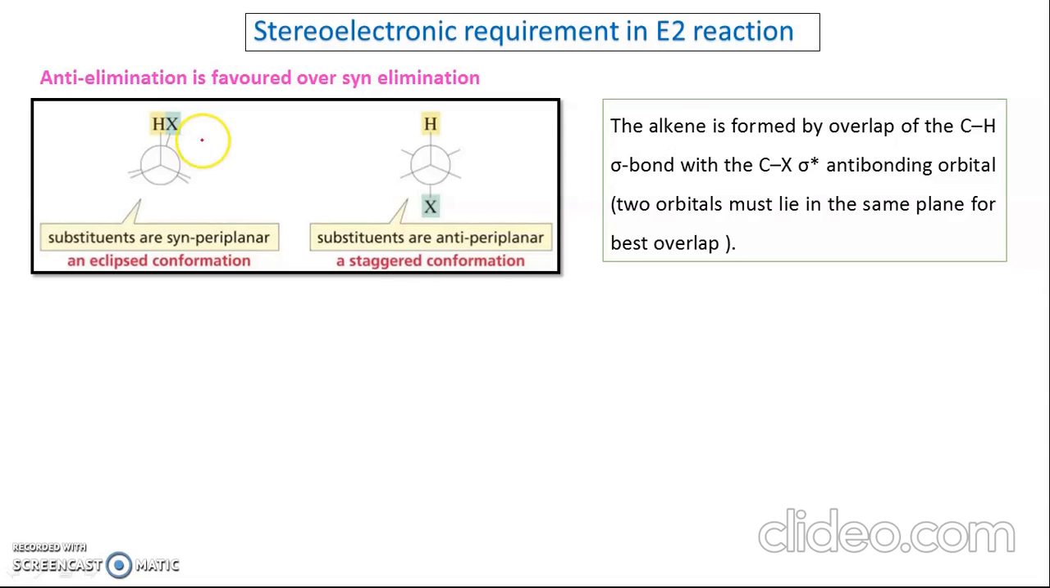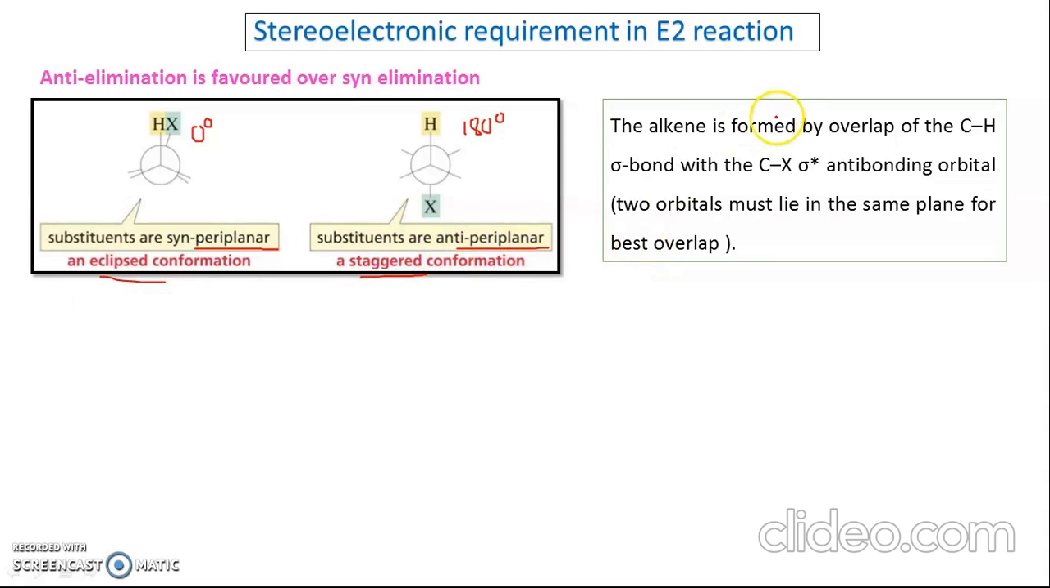In the first Newman projection, both H and X are in the same plane. In the second Newman also, they are in the same plane. But what is the difference? Here the angle between them is 0 degrees, but here the angle is 180 degrees. That is the difference. So in the first arrangement, we call the substituents syn periplanar. You can also call it eclipsed. In the second one, they are in anti-periplanar arrangement, or staggered arrangement.